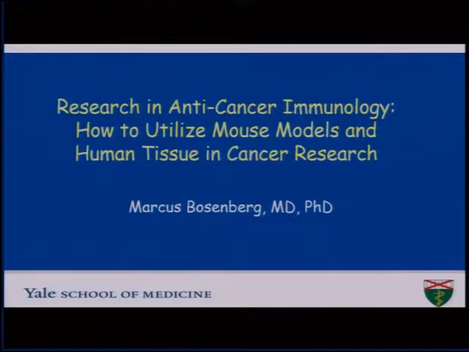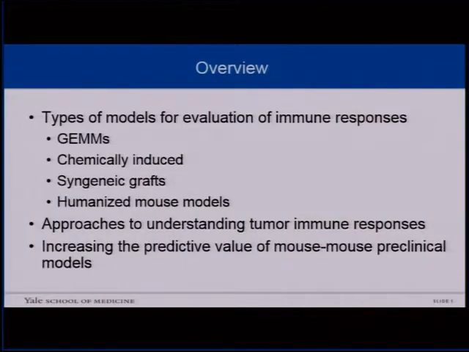So the first half will be current mouse models, what's the state of the art for evaluating anti-cancer immune responses, and what can one expect or use. And then the second half will be in regards to how to utilize human tissue in cancer research, and this is an overview of those two parts.